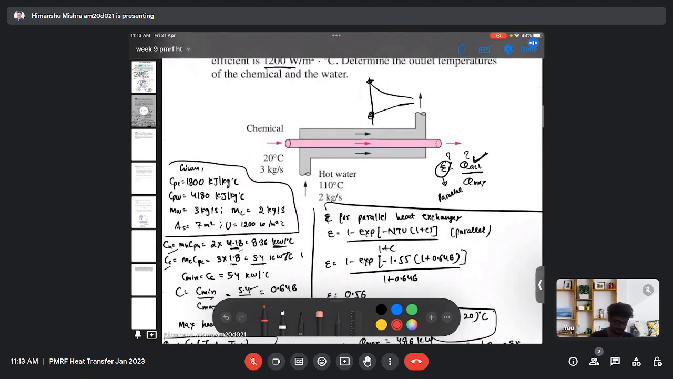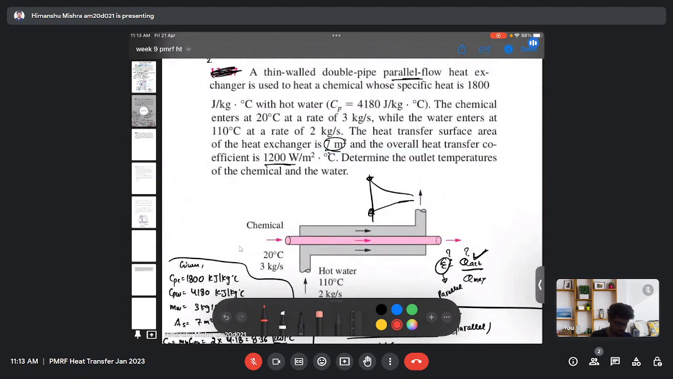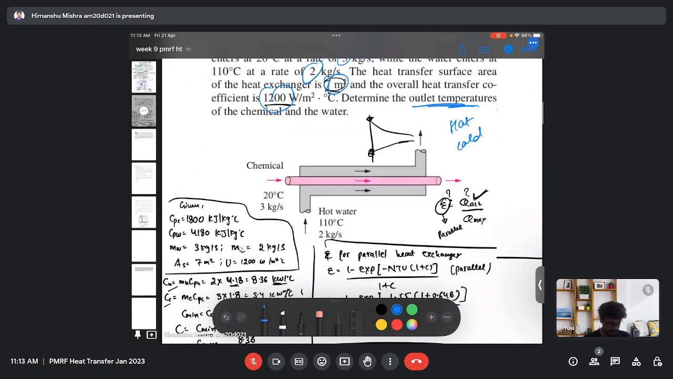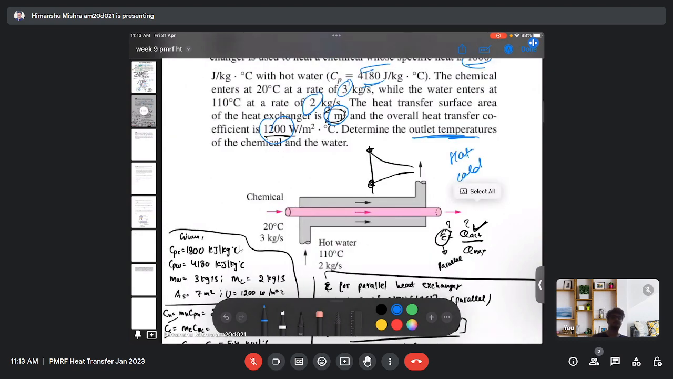So let me summarize. We have been given a parallel flow double pipe heat exchanger, with a surface area of 7 meters square, the overall heat transfer coefficient, and the properties of hot fluid and cold fluid. We have also been given the mass flow rate, and we are asked to calculate the outlet temperature of both hot and cold fluid. In order to calculate the temperature of hot and cold fluid at outlet, this is unknown, we need an actual heat transfer.